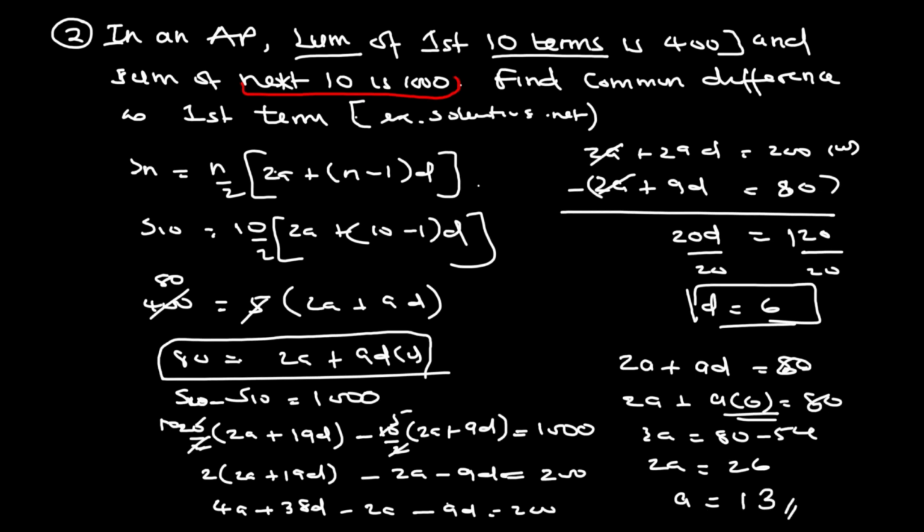So now we can say that our a is equal to 13 and our difference is equal to 6. This is what they asked us to solve, and we've solved them.